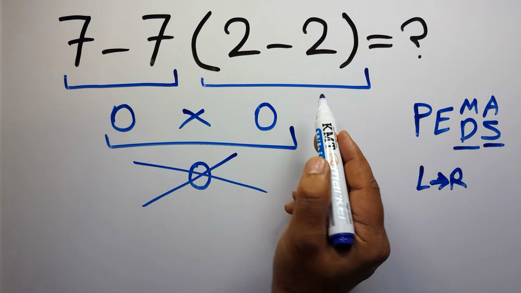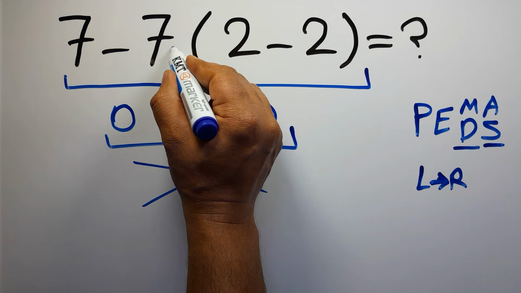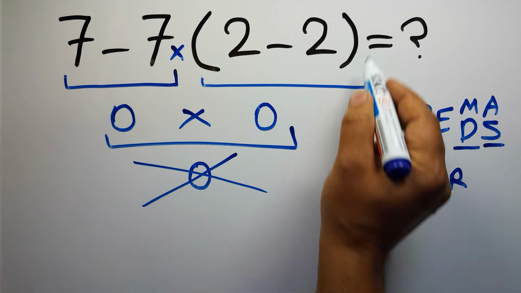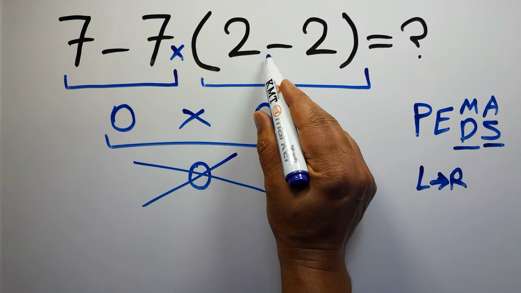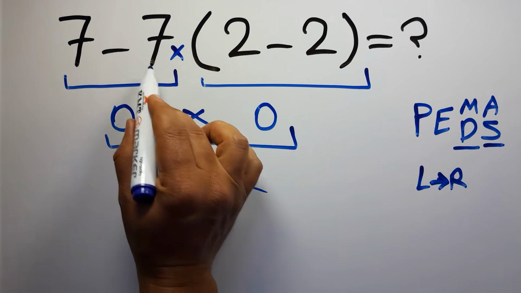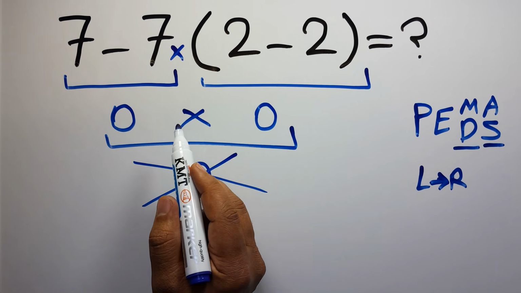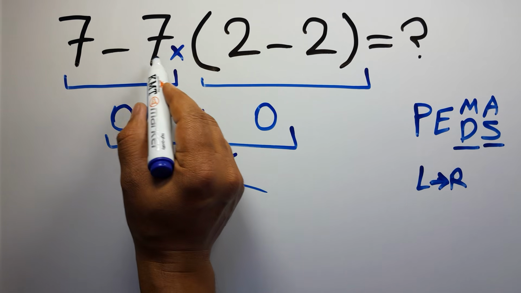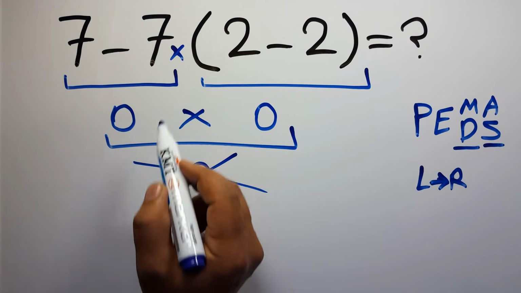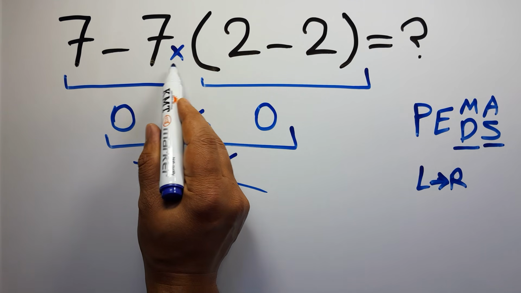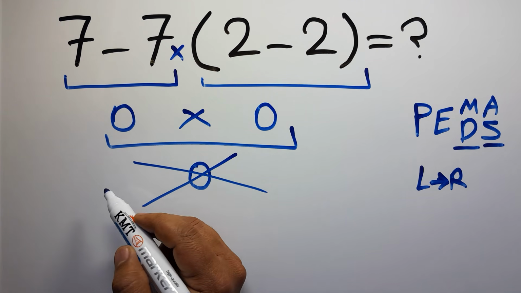In this expression, we have one subtraction, one multiplication, and one parentheses. Inside this parentheses, we have one subtraction. Here we have a multiplication because in mathematics, when a number is placed next to parentheses, it means multiplication. And we usually don't write the multiplication sign for brevity.